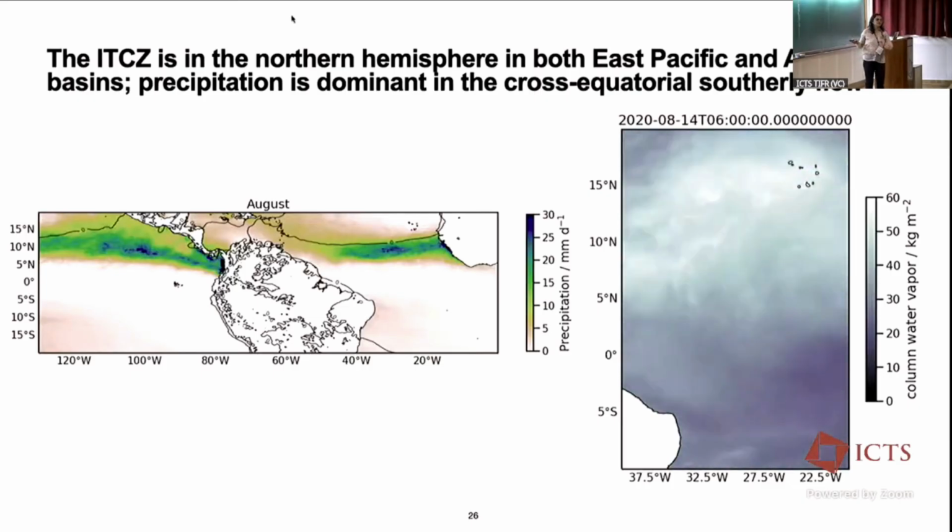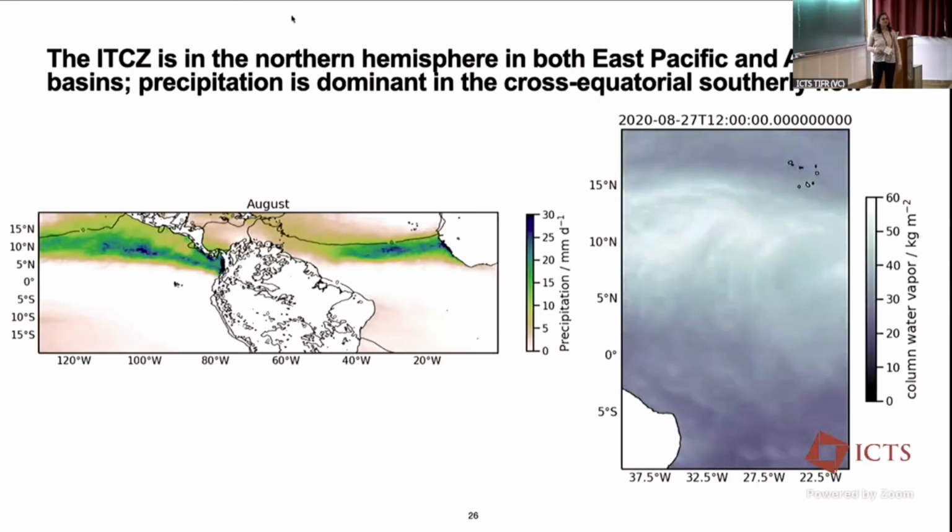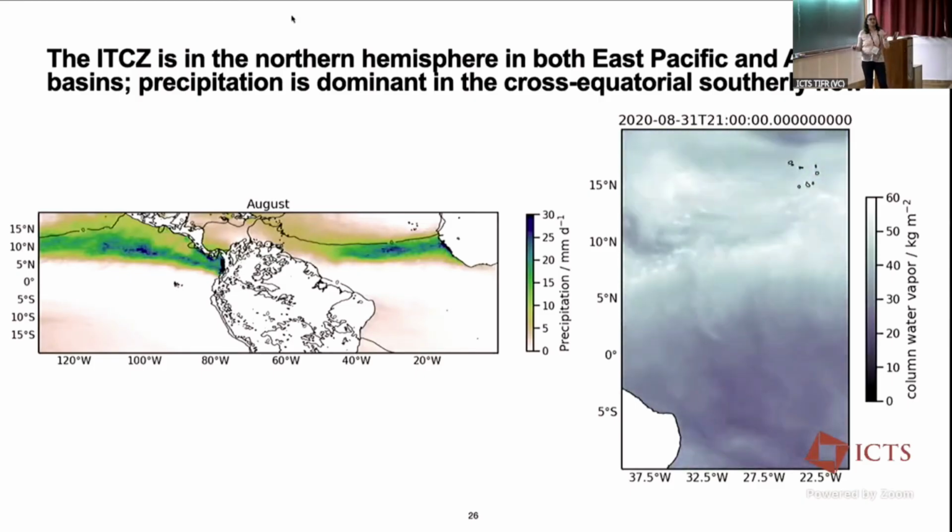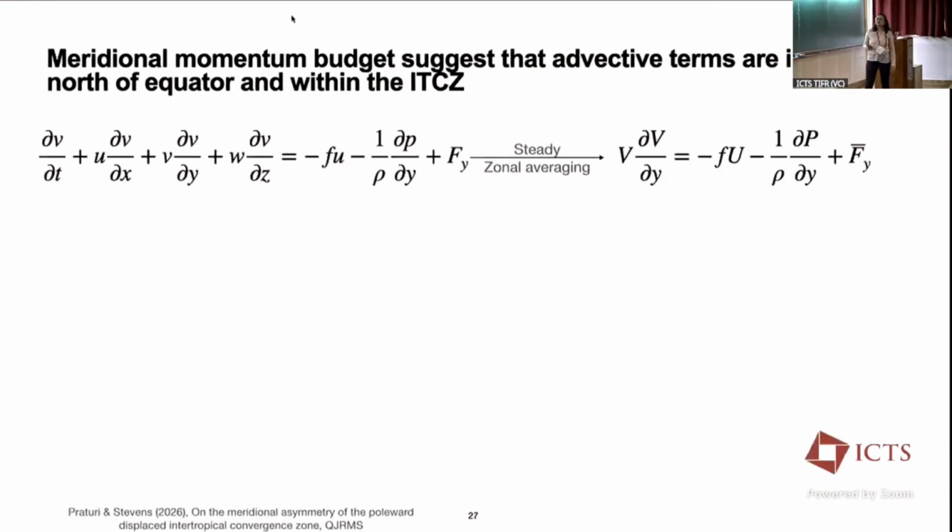And you also have the easterly waves coming in, so there's a lot happening there, but you do see the features that we saw from the work from the 70s. Okay, what I want to show you is first the meridional momentum budget.